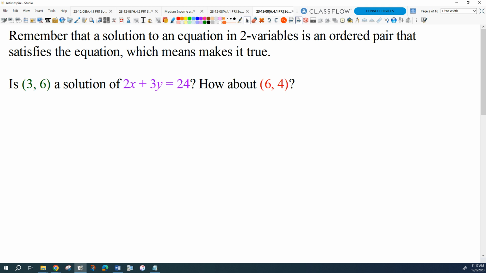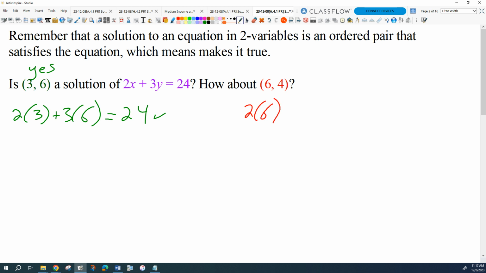And we could easily plug that in and see if I plug 3 in for x and 6 in for y, do I get 24? 6 plus 18? I do. Yes, I do. So yes, that one checks. What if I plug in 6 for x and 4 for y? Do I get 24? I do. Yes, I do. Check. So that is also a solution of this line.